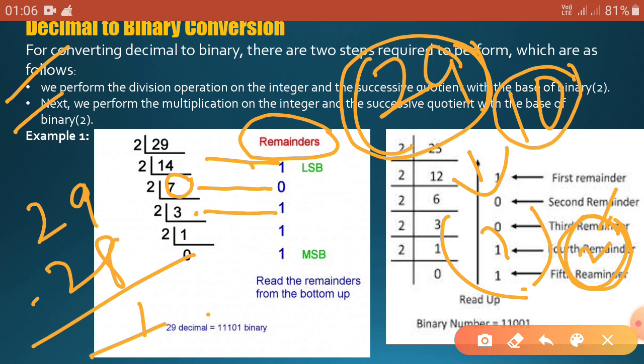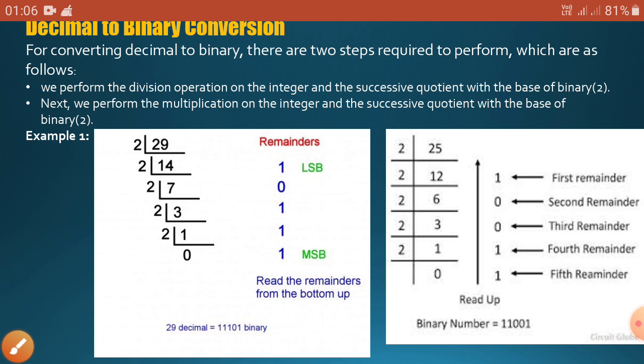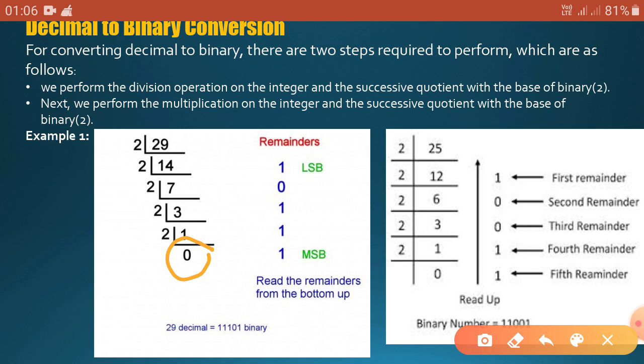Again 2 into 1 is 2, so 3 minus 2 is 1, and then it is 1. If we multiply 0 with 2, it gives 0, so 1 minus 0 is 1. So we have to write 1 here. Okay, pause it and recap it to understand well. So we have to bring 0 at the end, and we have to write all the remainders one by one.